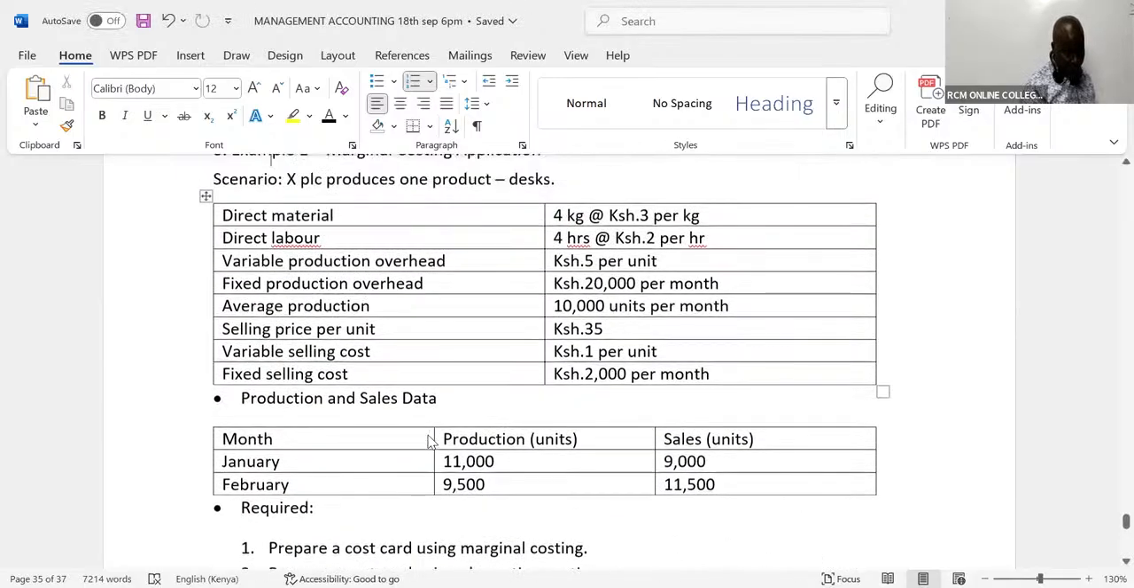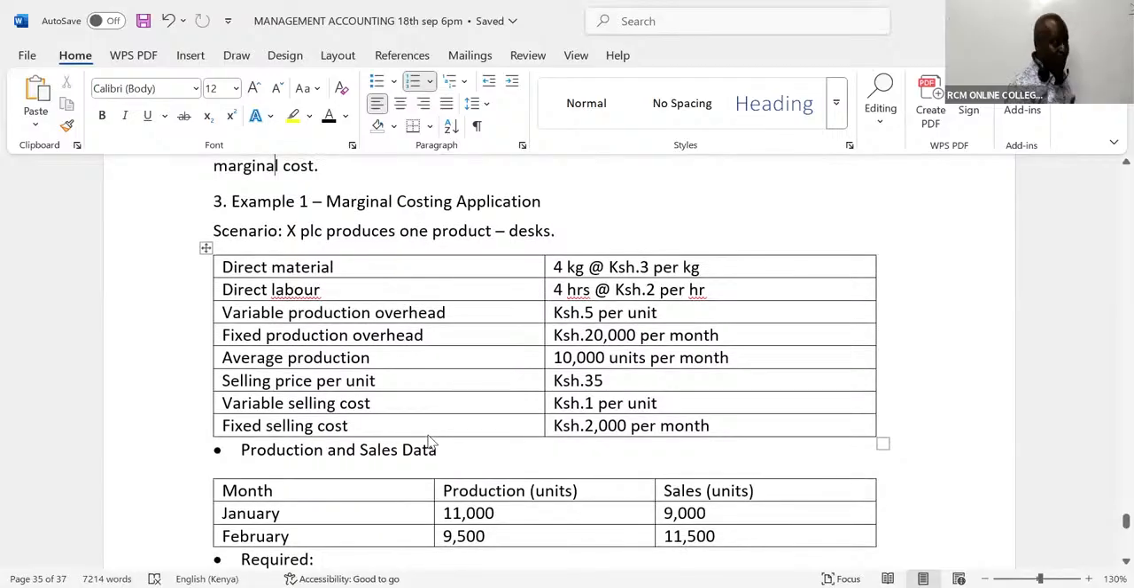Remember, we have already done the cost card using absorption costing, which is also known as full costing. We took material cost in the cost card, 4 kgs at 3, which gave us 12. And then we have labor cost: 4 hours times 2, which gave us 8.